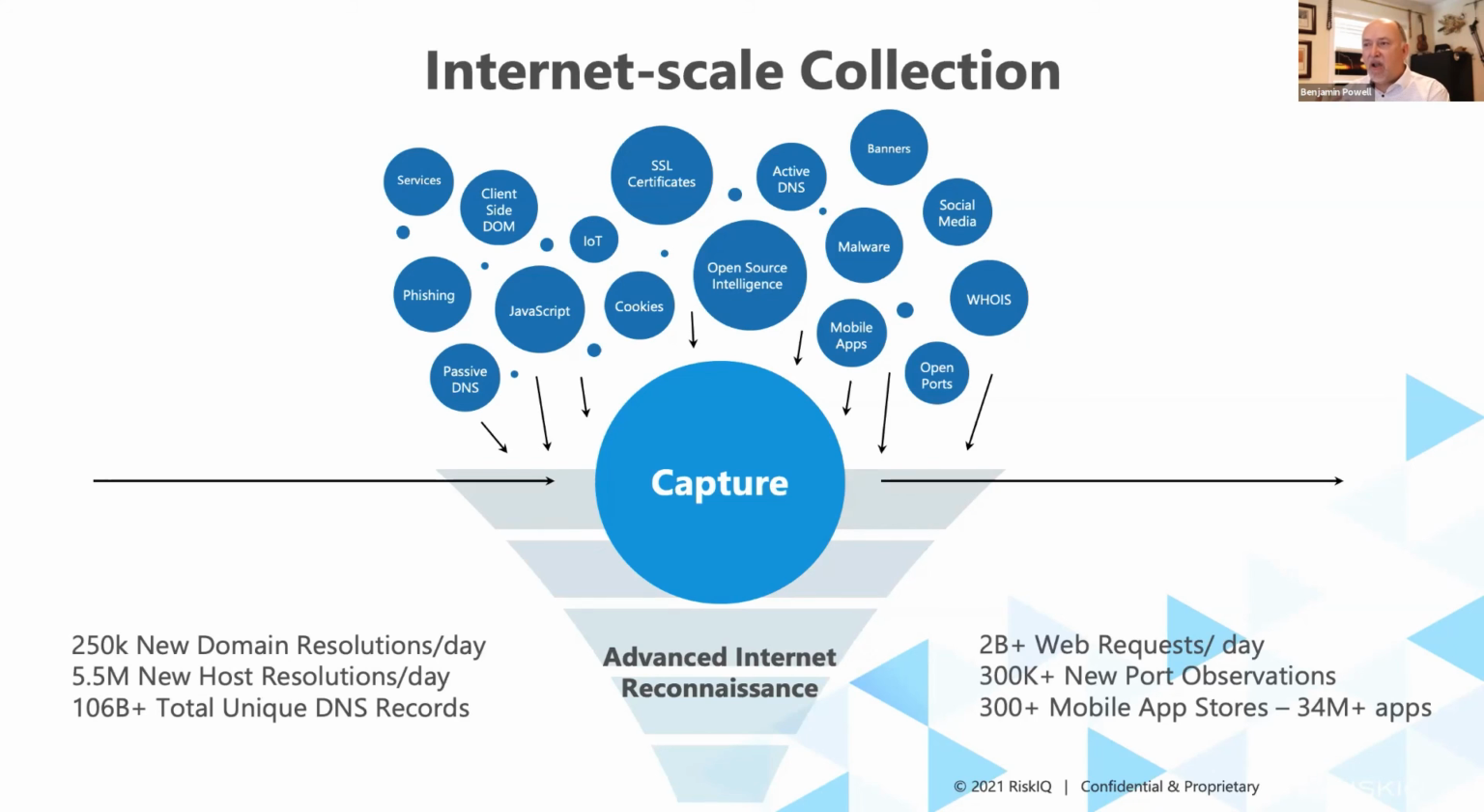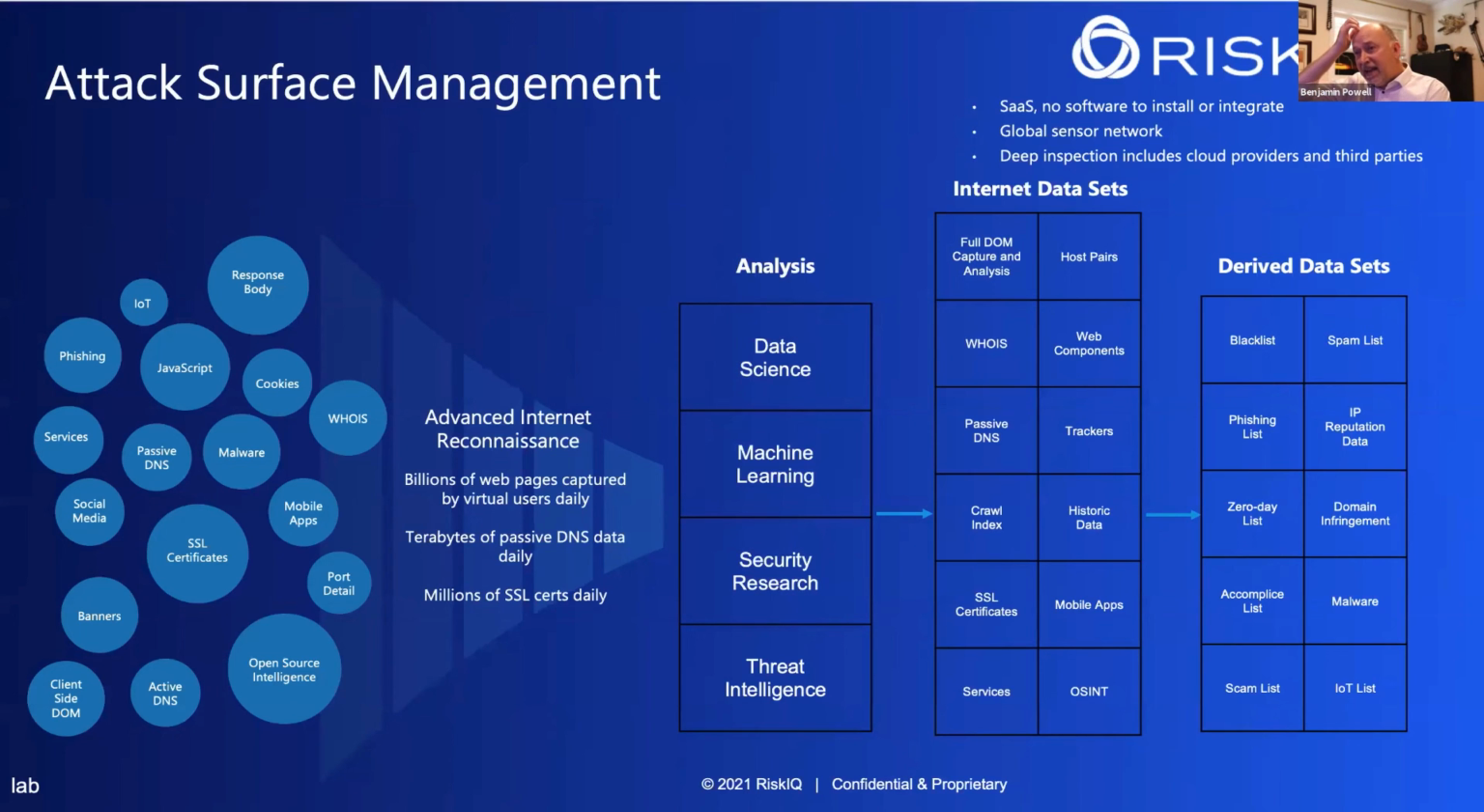What we're doing is looking at the open internet. This is like if you're walking down the street looking at stuff from a public place. We're grabbing all this information. We're looking at the mobile app stores as well, bringing in those APKs, sandboxing them, and looking at them. We have over 106 billion unique DNS records. We get about 5.5 new host resolutions a day and about 250,000 new domain resolutions a day. So what that does is it allows our security research team and threat intelligence teams to look at this data and figure out what's happening.